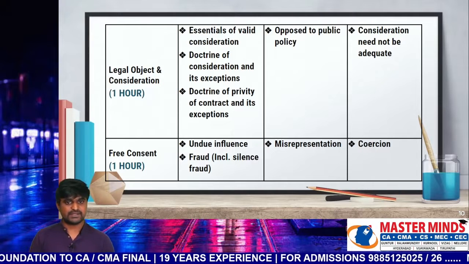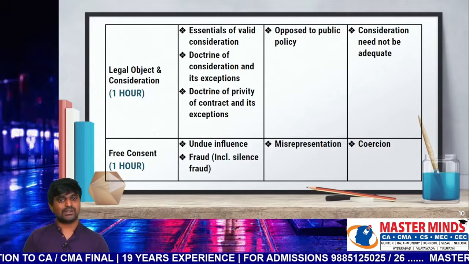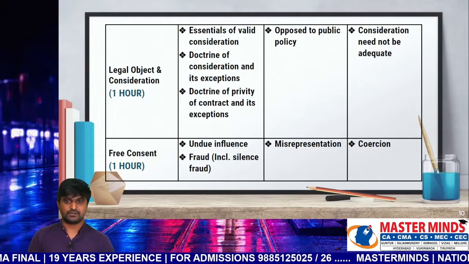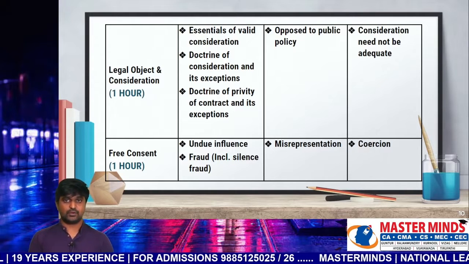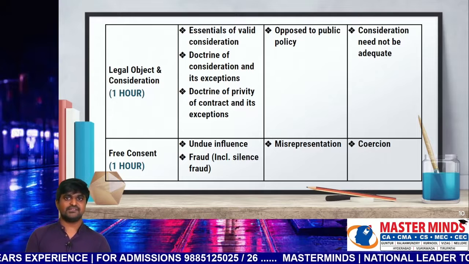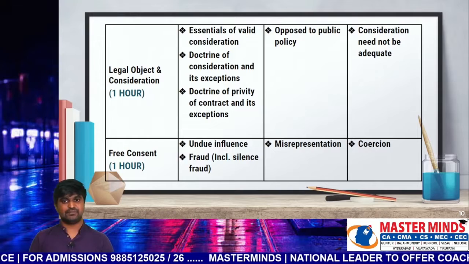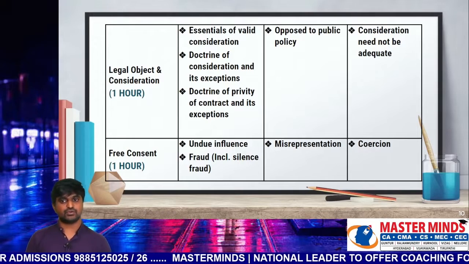Next, free consent. Here also you need to spend 1 hour of your time. And here, first priority topics are undue influence and fraud, including cases where silence amounts to fraud. And second priority concept is misrepresentation. And third priority concept is coercion.